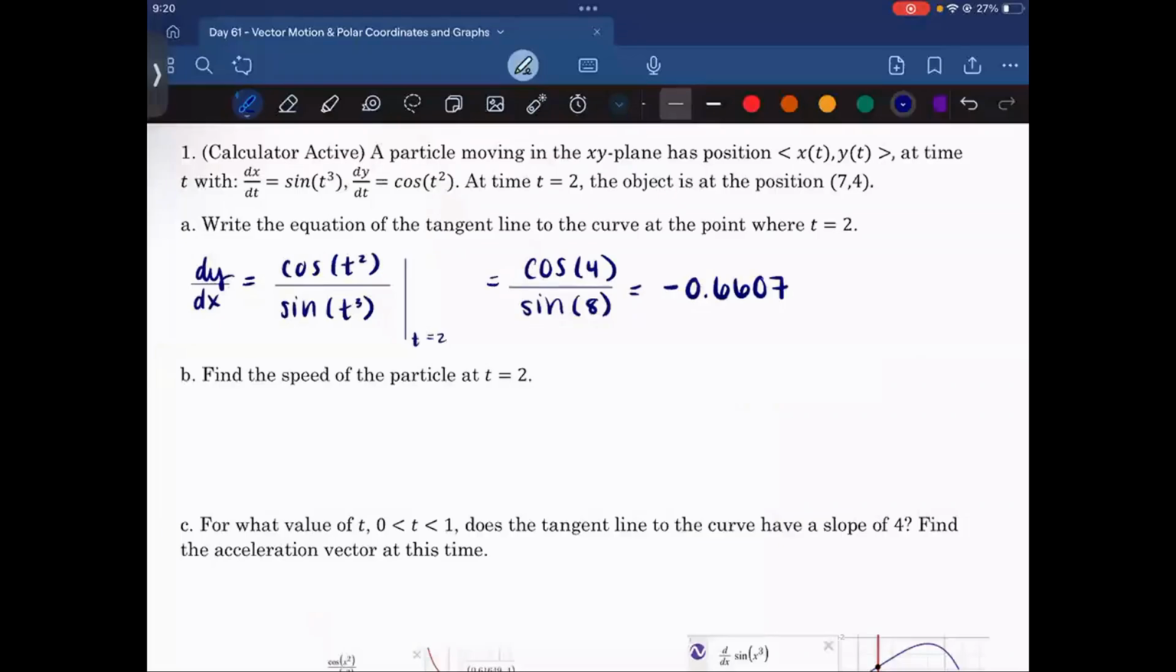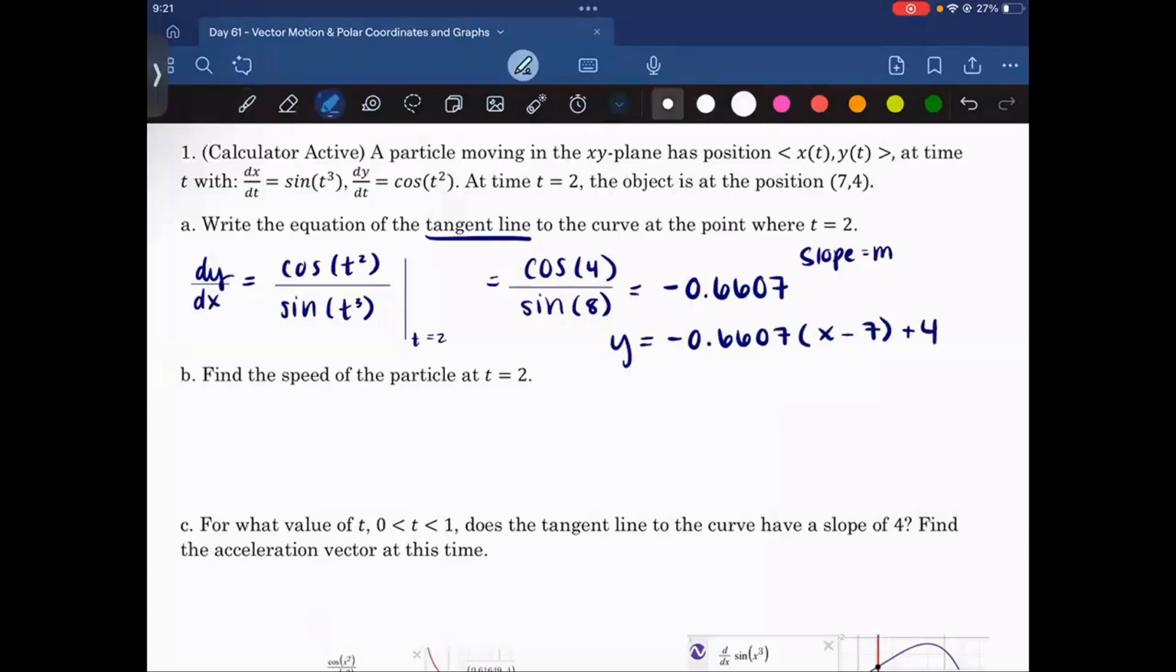Negative 0.6607. And we need to find the tangent line. We already found the slope, which is my m value. And we have y equals my slope, times x minus my x value of 7, plus 4. And where I'm getting those from is this coordinate point. And that's my first answer.